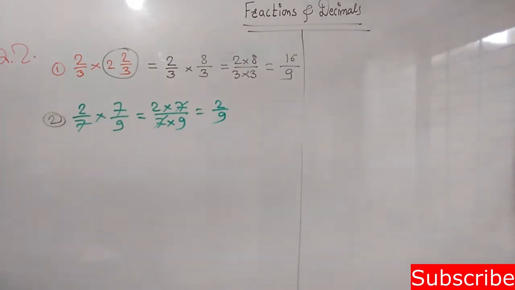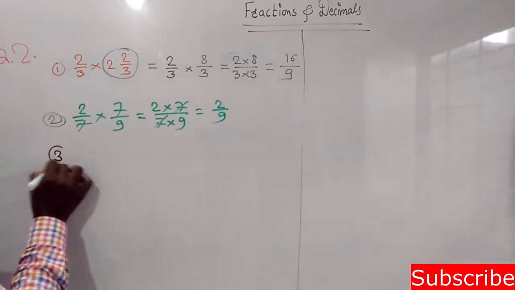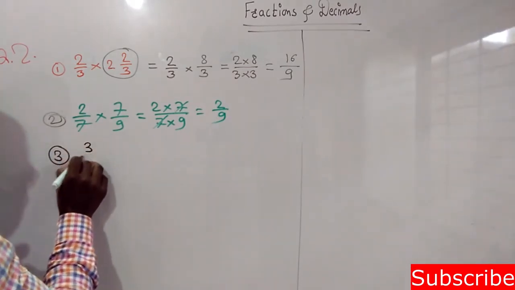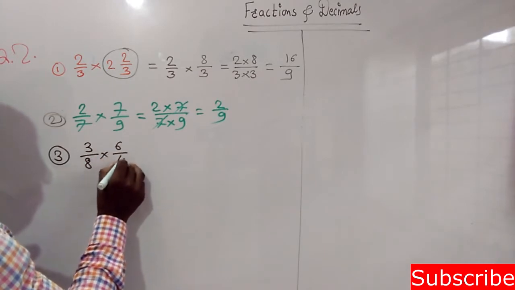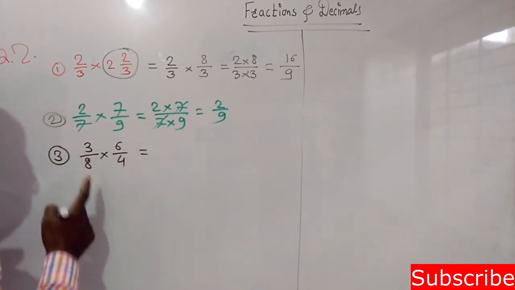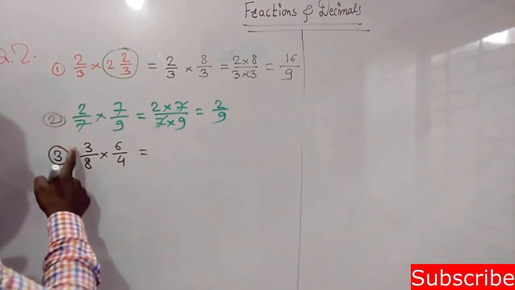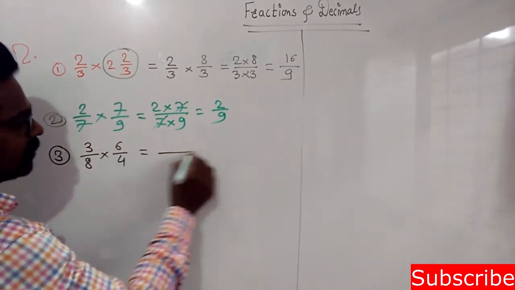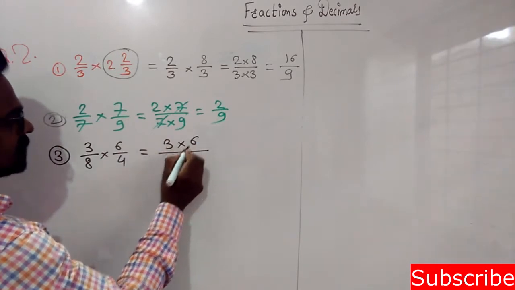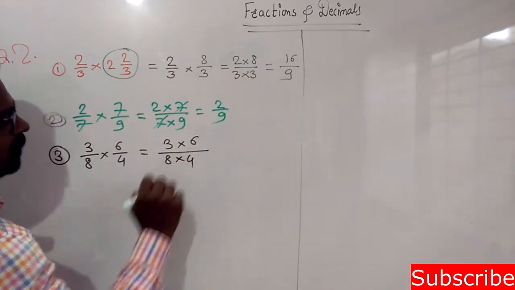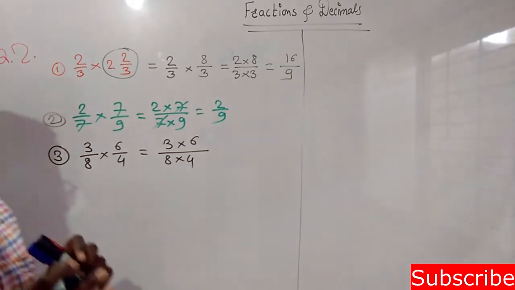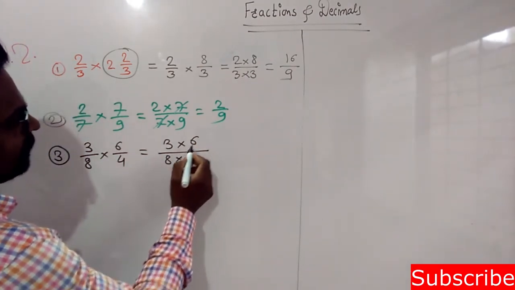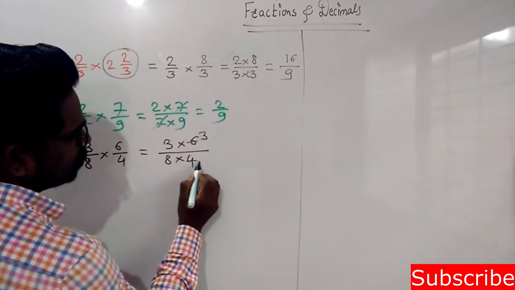Okay, fine, no problem. Then the third example is like this: 3 by 8 into 6 by 4. So it is equal to the product of numerators in the numerator and the product of denominators in the denominator. We'll do that: 3 into 6 divided by 8 into 4. If any common factor is there, then you can cancel it out. Here I feel that 2 3s are 6 and 2 2s are 4.